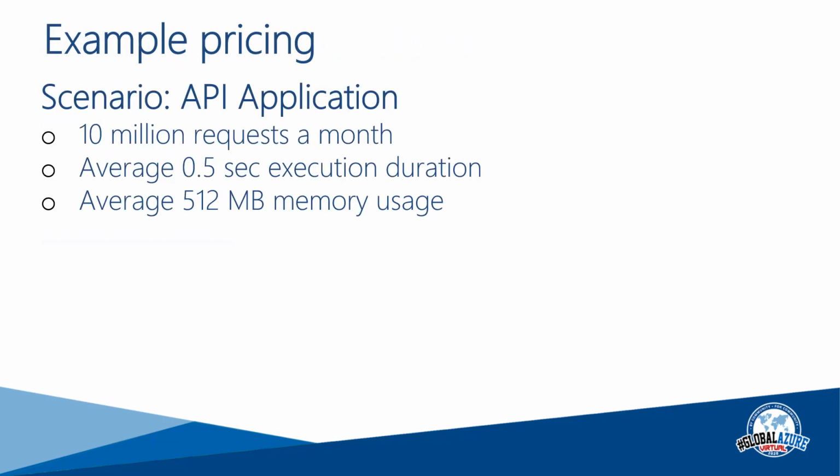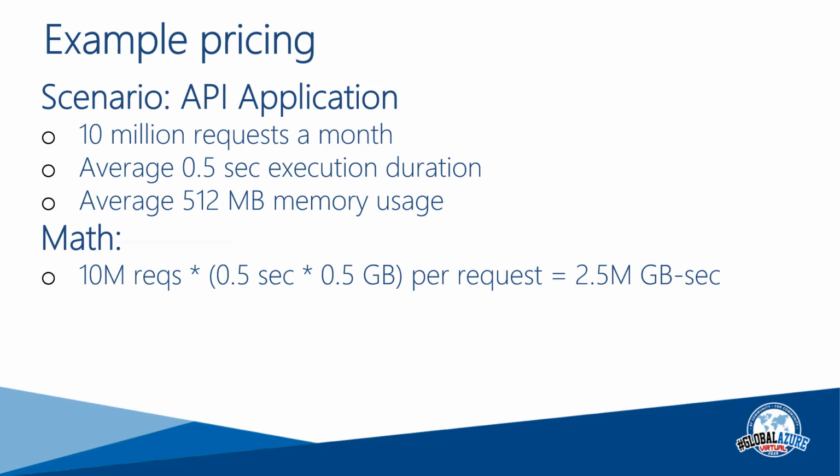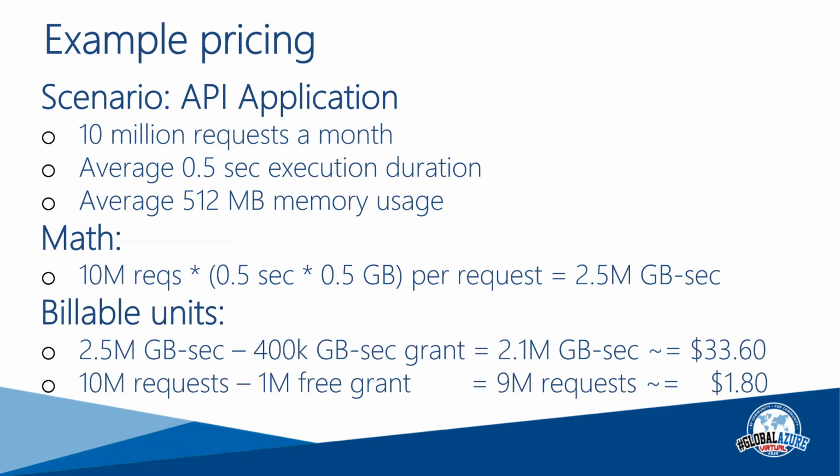So now let's take a look at an example of the pricing. Here we have a sample API application. And let's say that we have 10 million requests a month. On average, each request takes half a second to execute and uses half a gig of memory to complete that execution. So let's do some math. We have 10 million requests times half a second times half a gig per request. So that is 2.5 million gigabyte seconds.